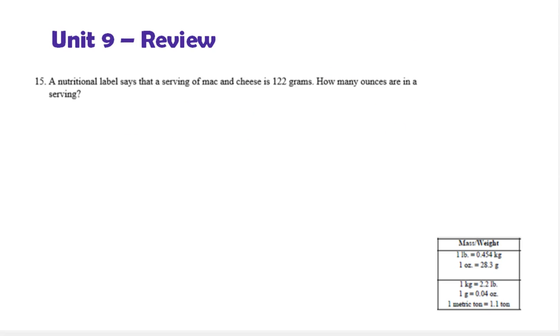Let's look at the next one. A nutritional label says that a serving of mac and cheese is 122 grams. And we want to know how many ounces are in a serving. So grams is a metric unit, and ounces is a US unit of mass or weight. So we're going to start with our 122 grams. Set up my multiplication and my conversion factor. And notice we could use either one of these.